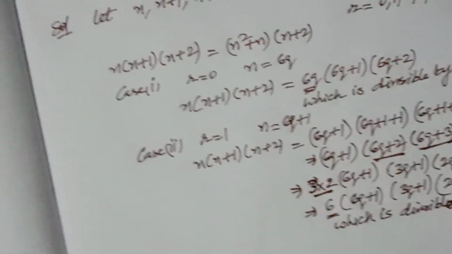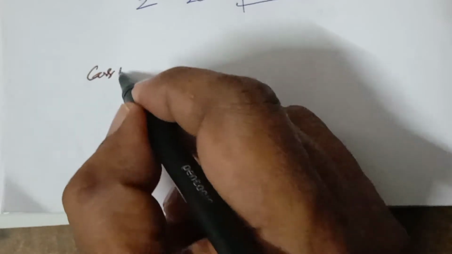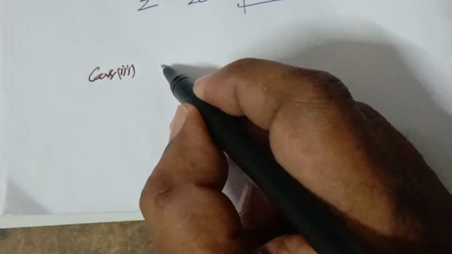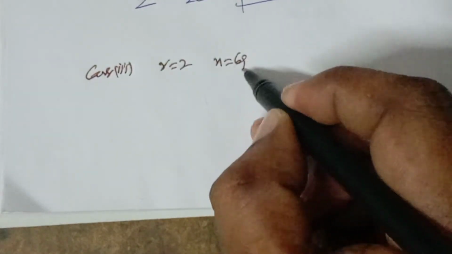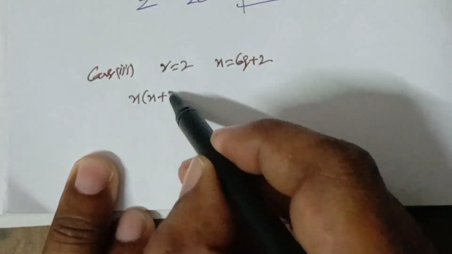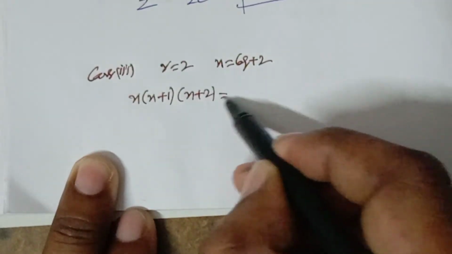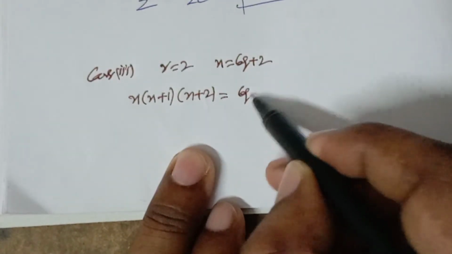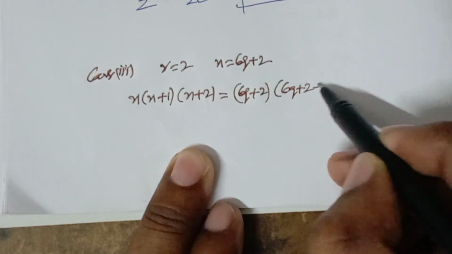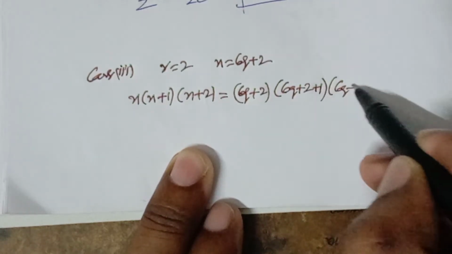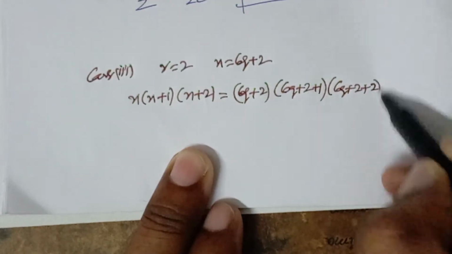Okay. Now if you take the third case, case 3, r value 2, n is equal to 6q plus 2. Now n into (n plus 1) into (n plus 2) is equal to (6q plus 2), (6q plus 2 plus 1), (6q plus 2 plus 2).